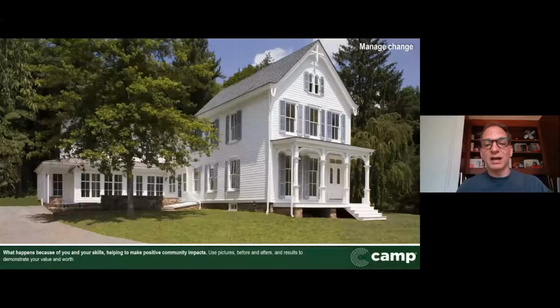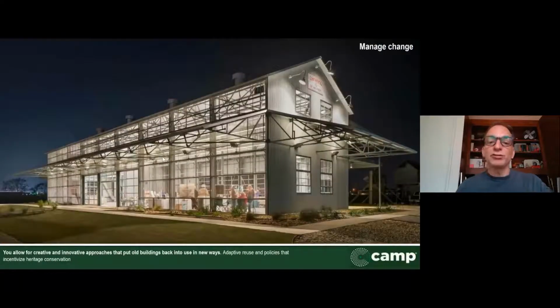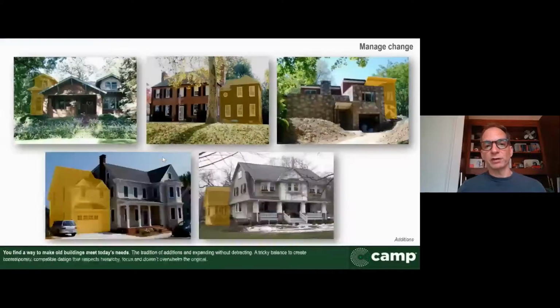You're providing a design review mechanism to show that. You're showing how old buildings can be adaptively reused, take on new lives. Again, you're not stopping things. You're showing how they can occur with preservation. You're also showing, again, how a building can be expanded. Just a simple example of additions to historic buildings. All these examples show how you can expand a historic house, but do it in a way that's compatible. And again, you make that happen.